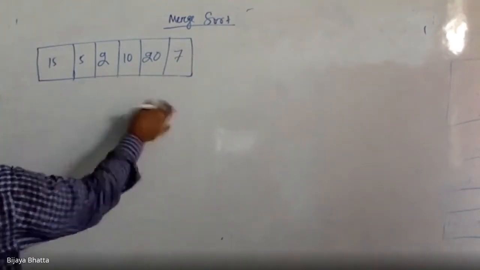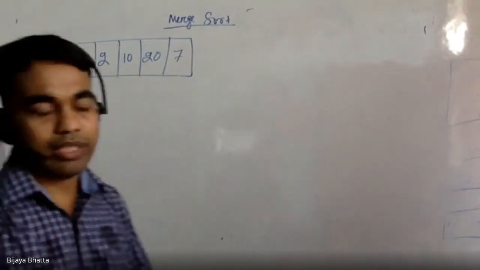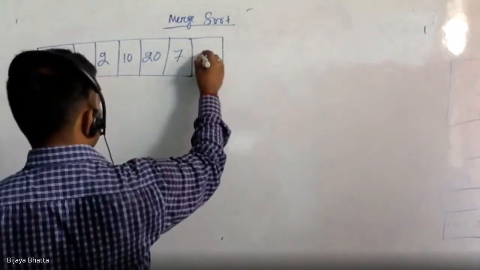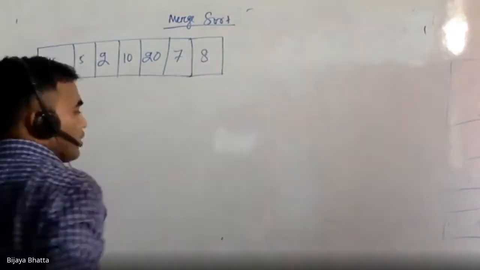Okay, 6 number of elements. That's also enough. Or else 7 numbers, so that you will get one more idea actually. So that's why let's take 7, 8. So this is my given array.